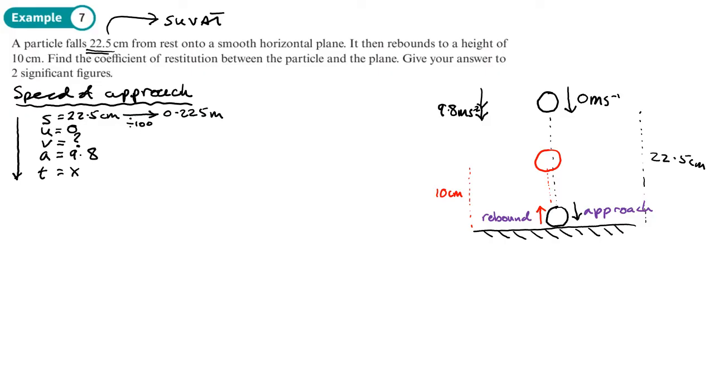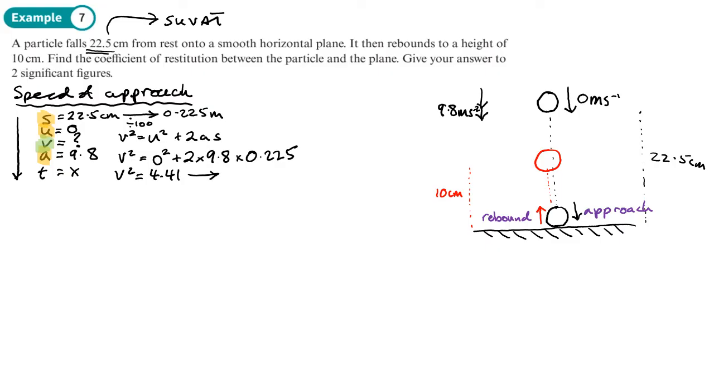So I have S, U, A, and I want to find V, so I use V squared equals U squared plus 2AS. That's the SUVA equation. So V squared, which is what I'm trying to find, U squared is 0 squared plus 2 times 9.8 times 0.225. So V squared is 2 times 9.8 times 0.225. Okay, that's 4.41. That's basically what V squared is.